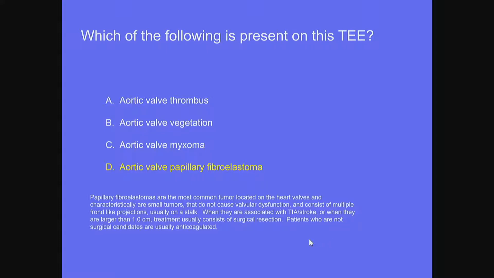Papillary fibroelastomas are the most common tumor located on the heart valves and characteristically are small tumors that do not cause valvular dysfunction and consist of multiple frond-like projections, usually on a stalk. When they are associated with a TIA or stroke, or when they are larger than 1 centimeter, treatment usually consists of surgical resection. Patients who are not surgical candidates are usually anticoagulated.